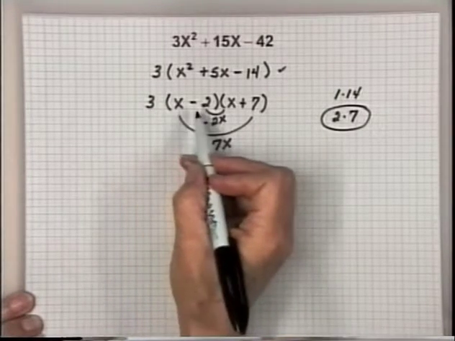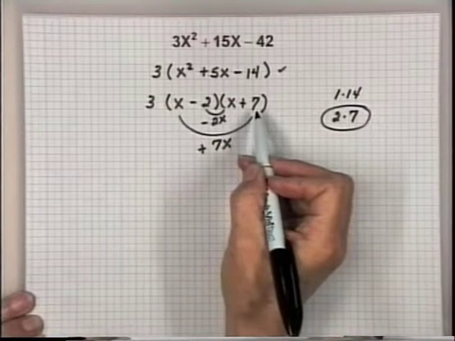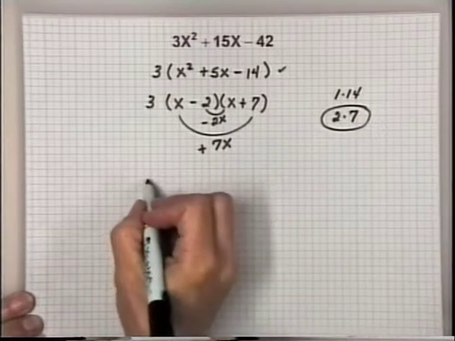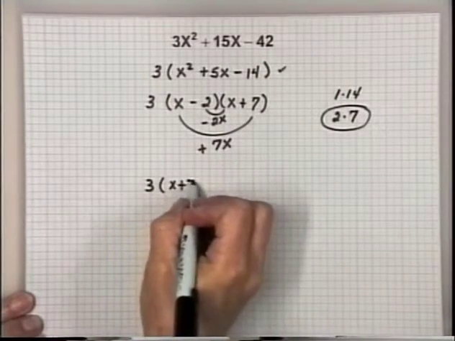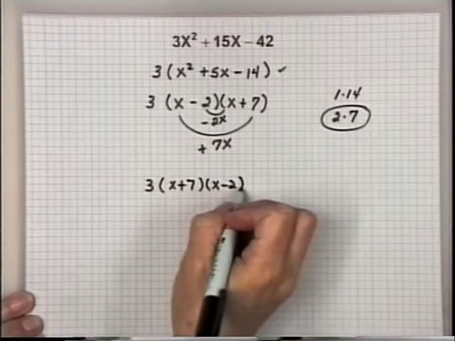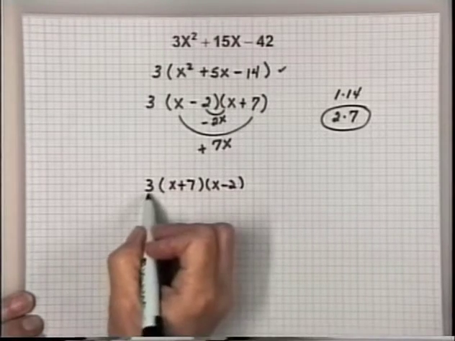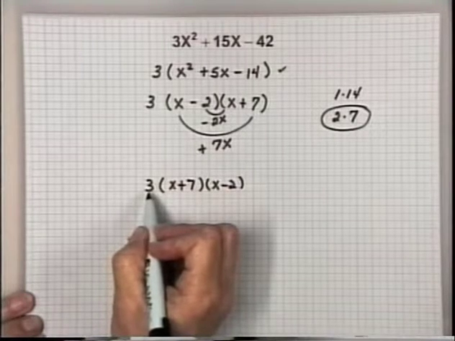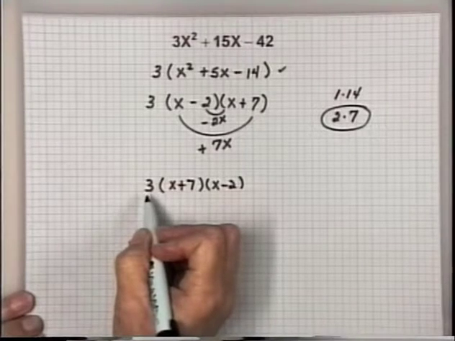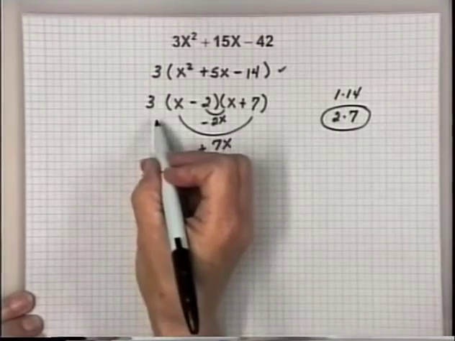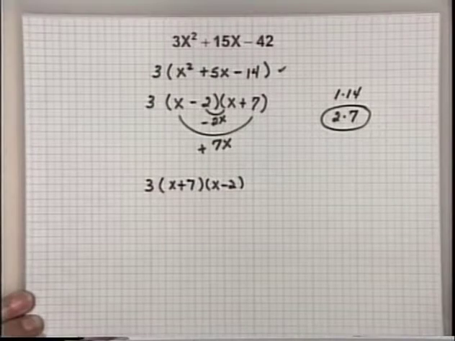We have written 3 times x minus 2 times x plus 7. We have mentioned that the order factors are in does not make a difference. I could write 3 times x plus 7 times x minus 2 and also be correct. There is one convention that we do kind of stick with, and that is if we have a common monomial factor, that means just one term, we generally always write that particular factor in front. That way it does not require parentheses around it. So normally we'll always put our 3 in front, but these 2 factors could be in any order.